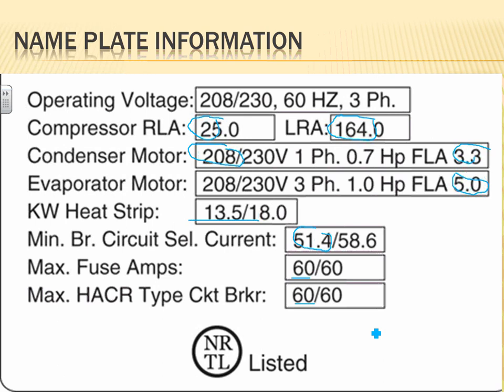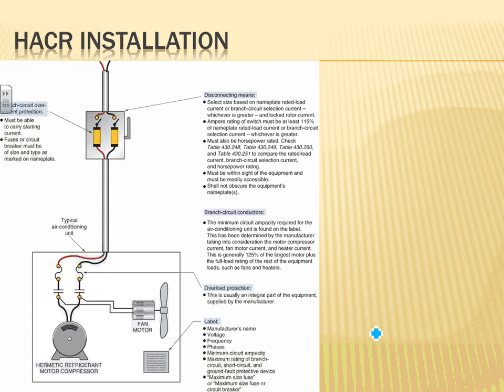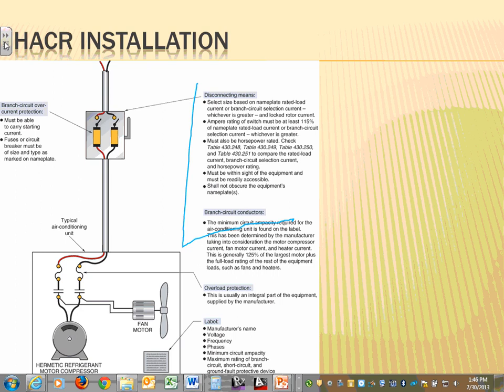Any comments, guys? Any questions? Now, if you want to size the disconnect, you have to take the locked rotor current and add the locked rotor current of these three motors to it. This is just a couple of examples, guys, of how to size the fans. All the stuff that we did is right in here: the fuse size, the branch circuit size, the disconnect size, the conductor size.